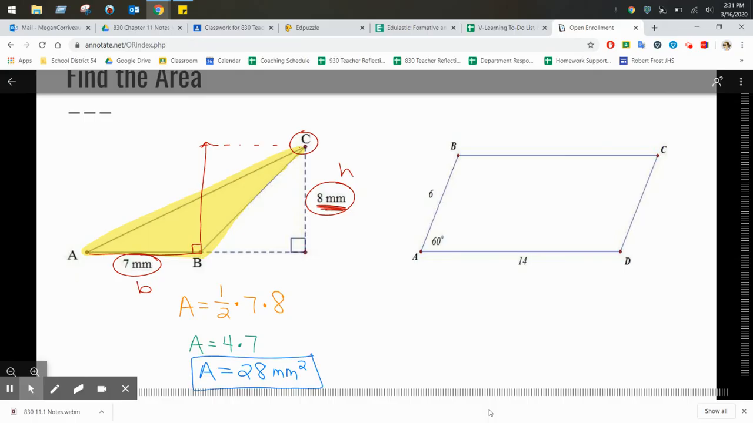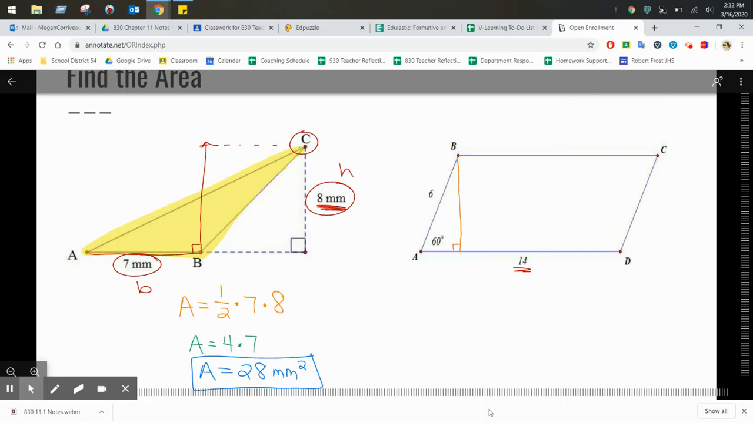All right. Now I've got my parallelogram over here. Remembering what the formula is for area of a parallelogram. Area of a parallelogram is base times height. All right, so let's see, base times height. If I call 14 the base, is 6 the height? No, it is not, because I have a 60-degree angle over here, right? That's not a right angle. So I know that I need to draw in my height with a right angle.